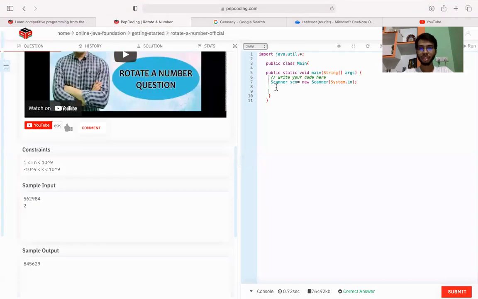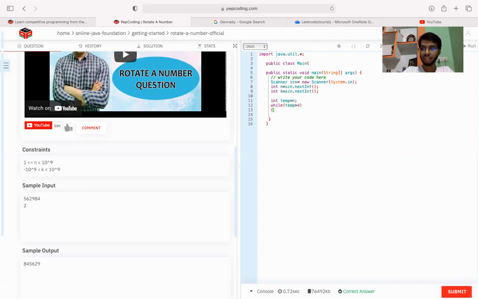In the code part, firstly I need to take two inputs. I have taken input for n, and after that I need to take input for k. After taking the two inputs, I have to find how many digits are there in a number. How I'm going to find that is, I make a temp variable and assign the value of n to it.